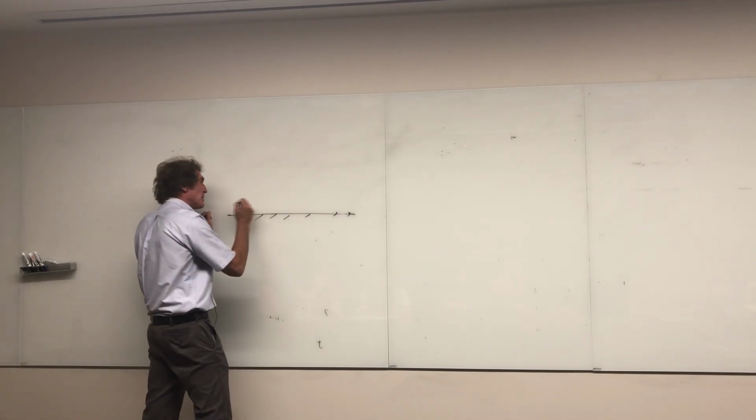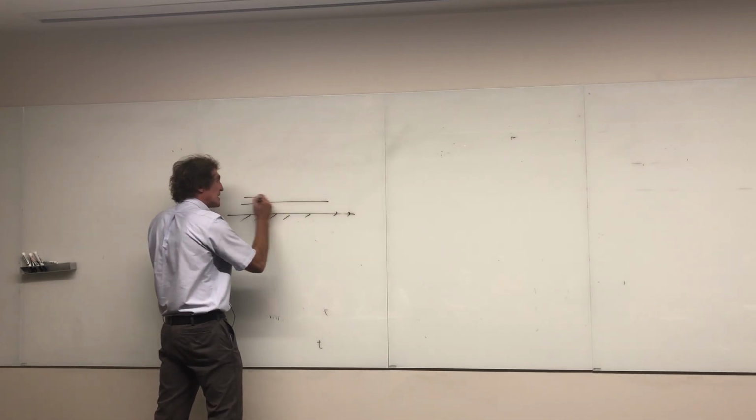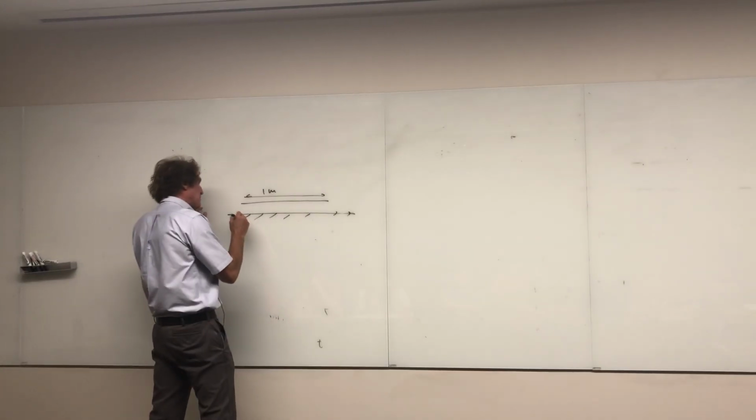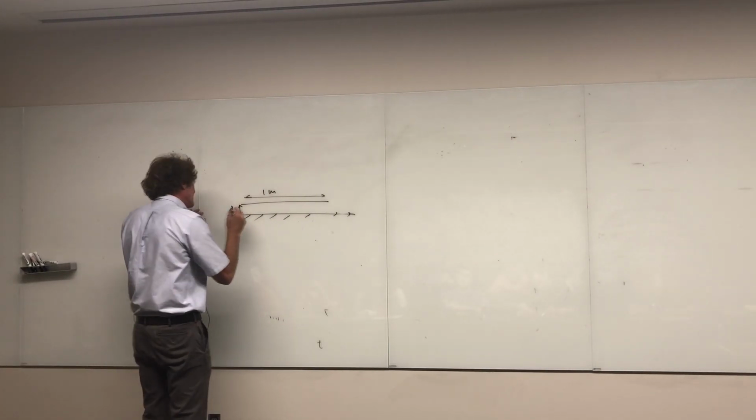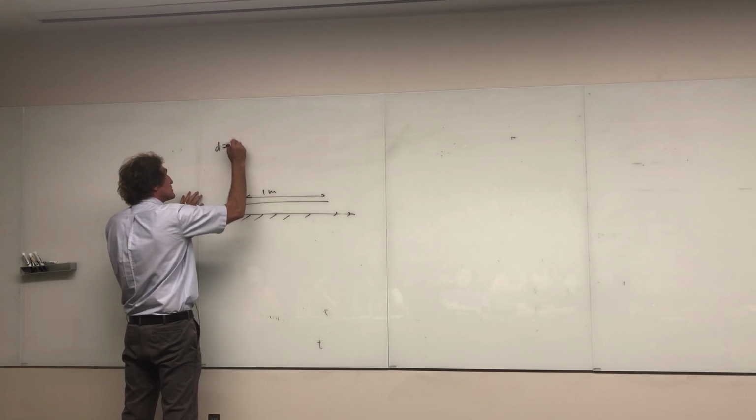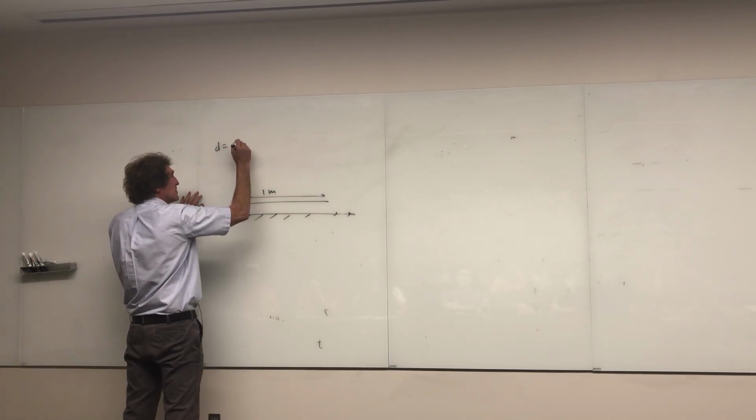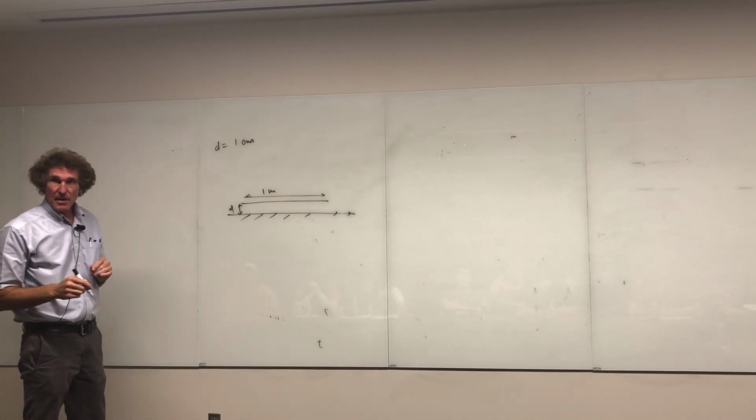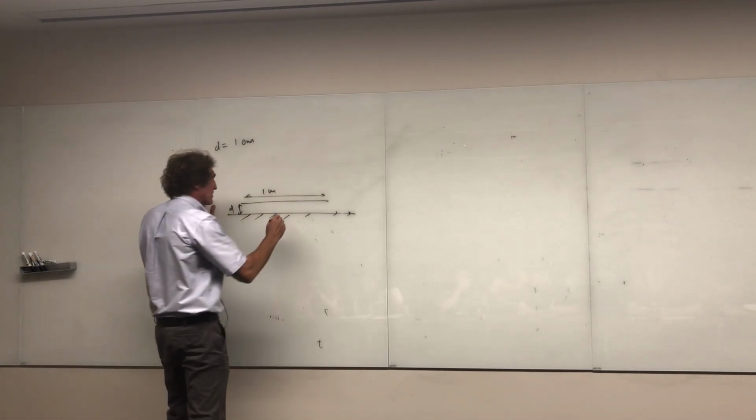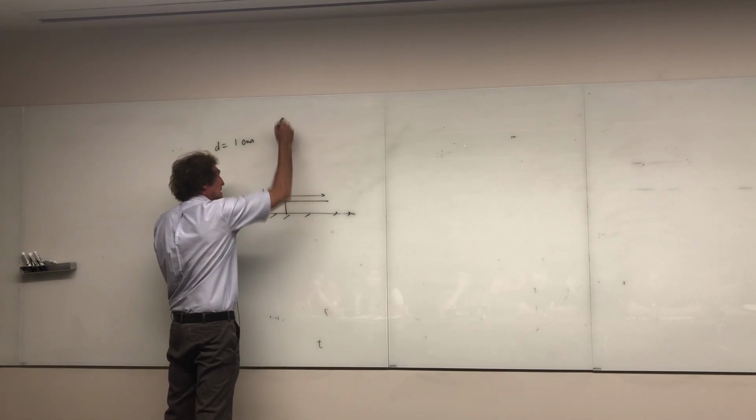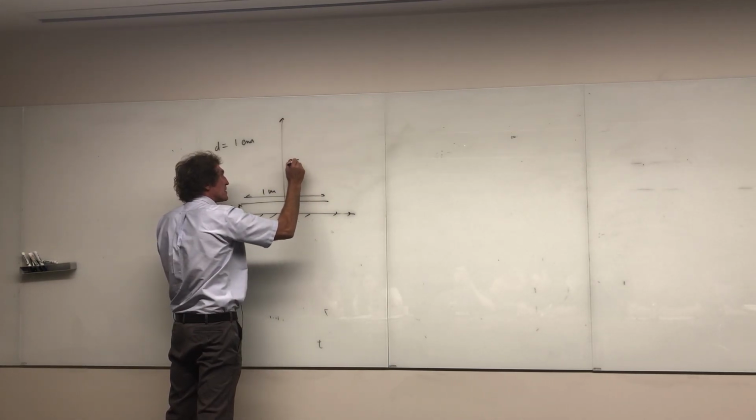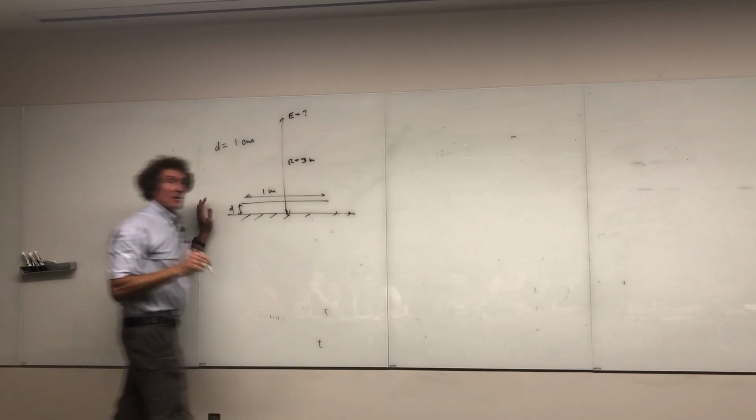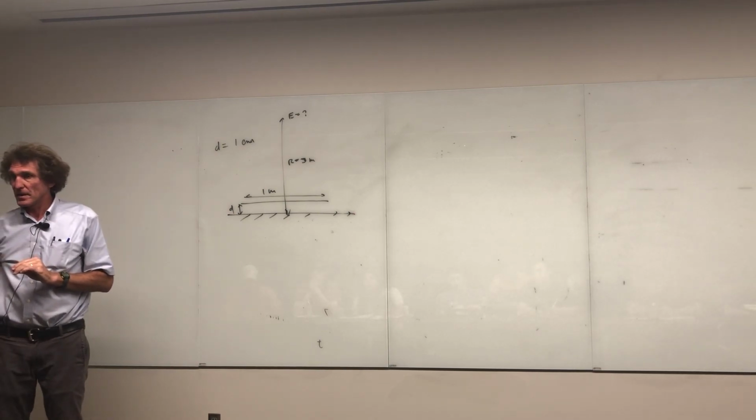Now I have a wire. The wire has a length of 1 meter. It is above the ground plane a distance d, and d in this case is equal to 1 centimeter, 0.01 meters above, right? And they want to know what the electric field is at a distance of 3 meters above here. They want the E field. Follow me on this? Everybody?